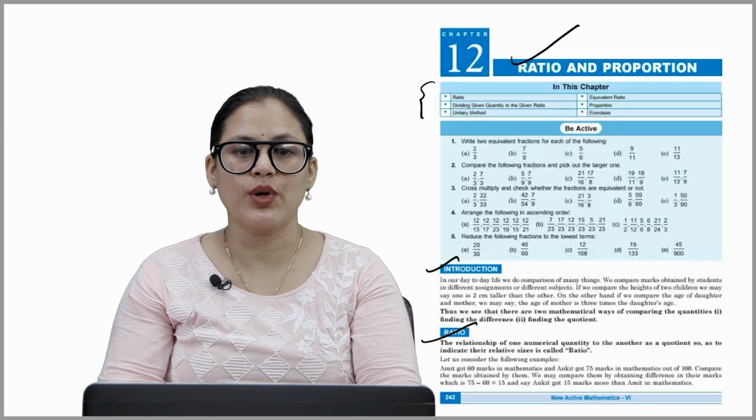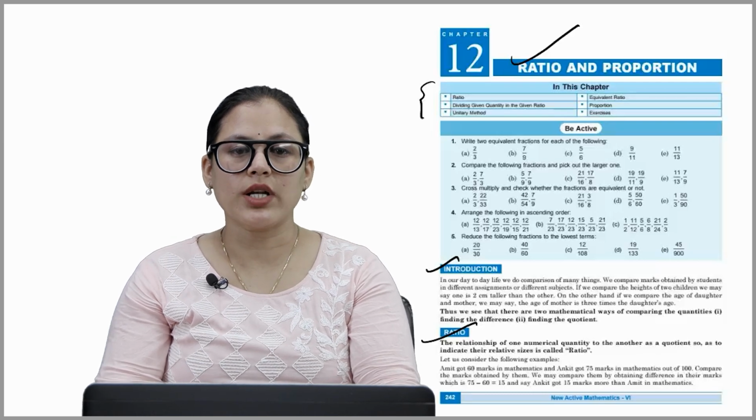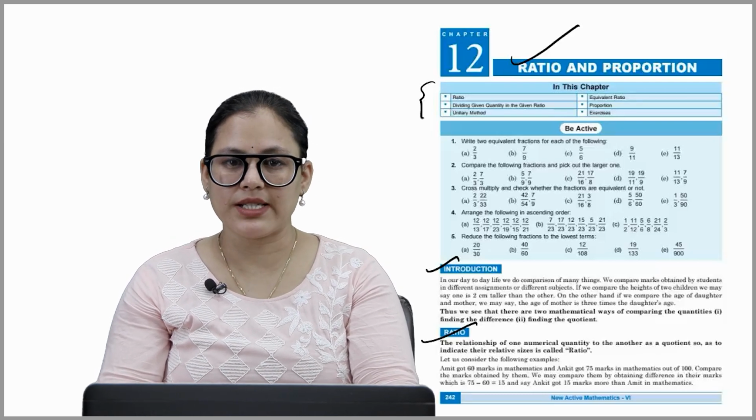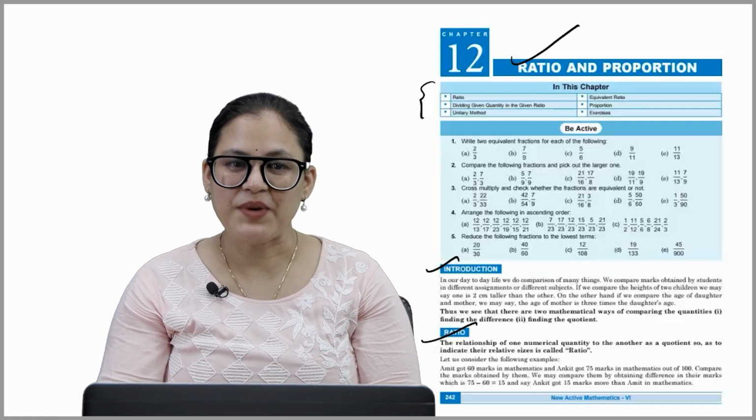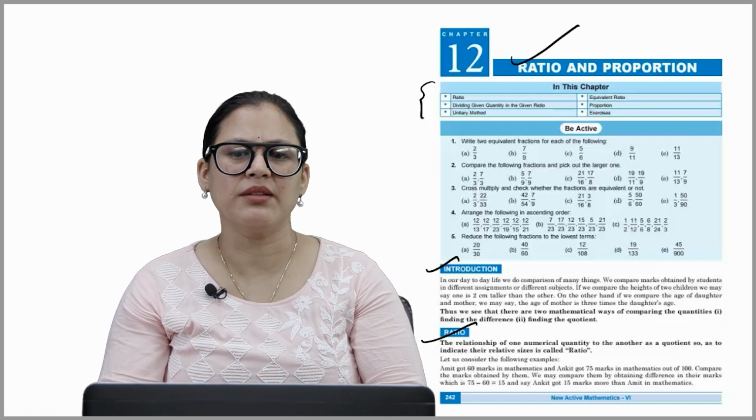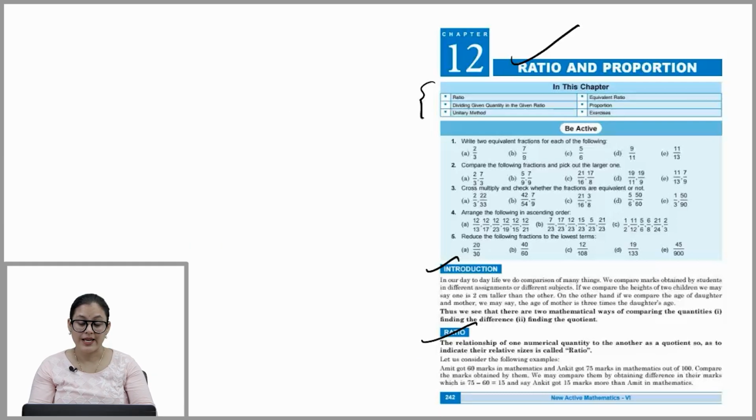Let us consider the following examples. Amit got 60 marks in mathematics and Ankit got 75 marks in mathematics out of 100. Compare the marks obtained by them. We may compare them by obtaining the difference in their marks. That is, 75 minus 60 is equal to 15. And we say Ankit got 15 marks more than Amit in mathematics.